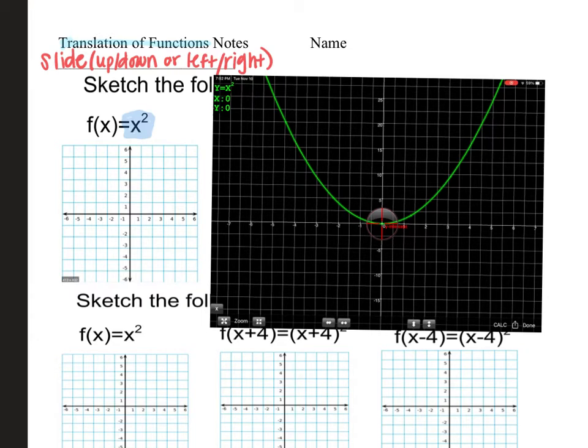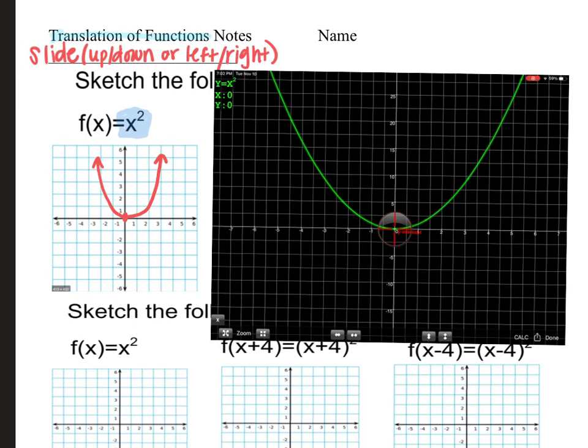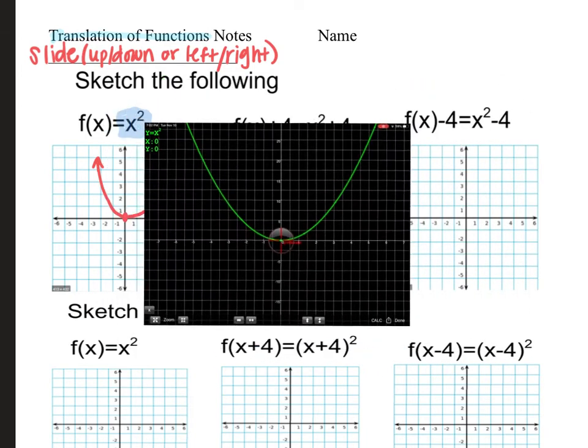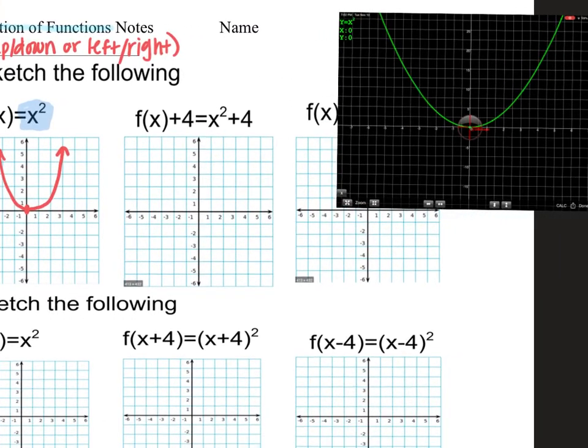So let's go ahead and graph that. We said our key point is at 0, 0, and it is the shape of a U, and it keeps going on forever and ever, so we'll have arrows on both ends. So that is what x squared looks like. So let's look at the next one. Let's move this over here.